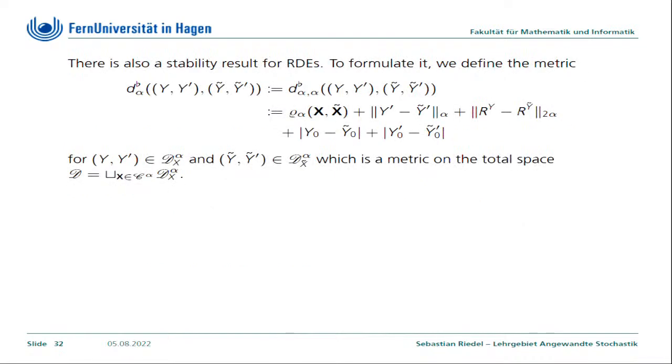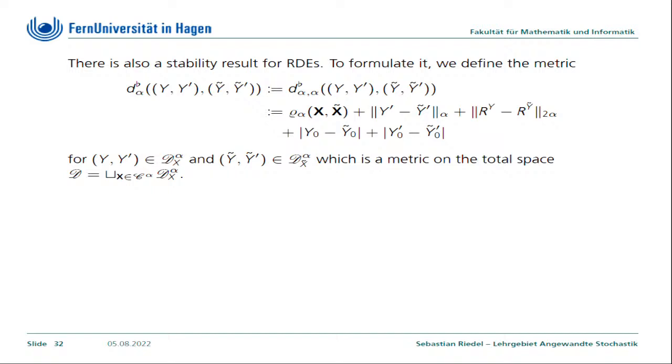And there's also a stability result. We can formulate that as well with the flat metric here. Here's another version of the flat metric with only one exponent, so there's only an alpha here. Here I take beta equal to alpha. Apart from that, it's exactly the same definition.